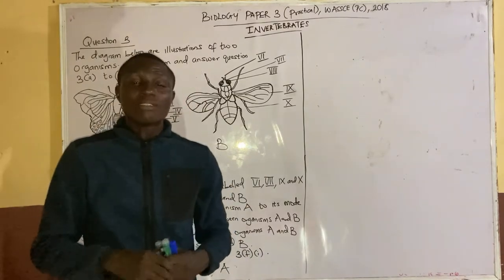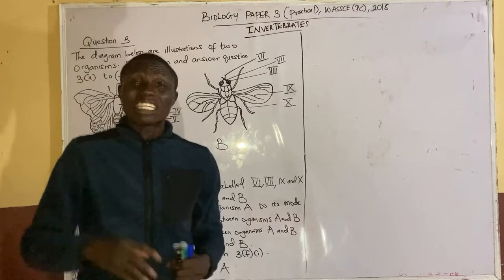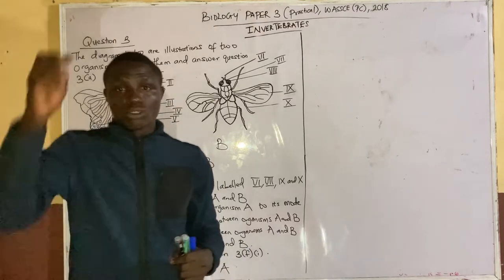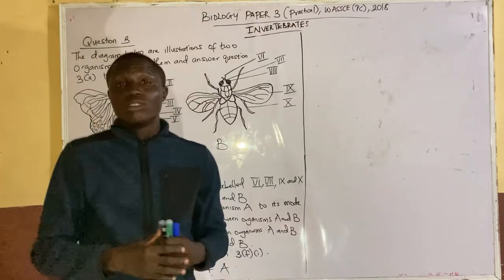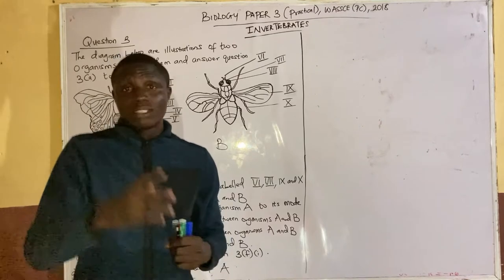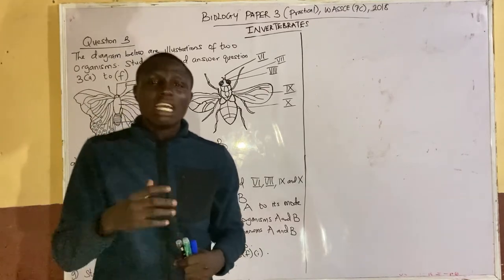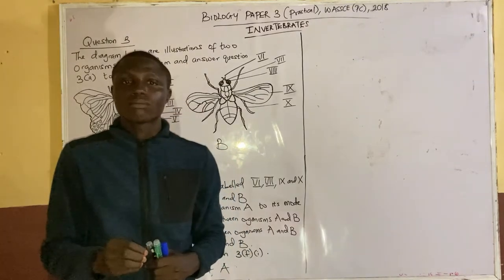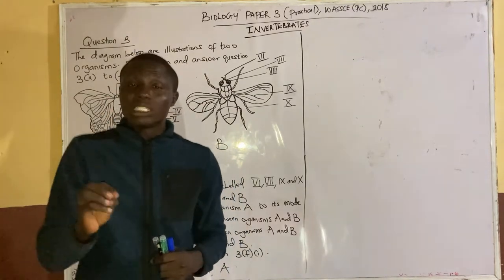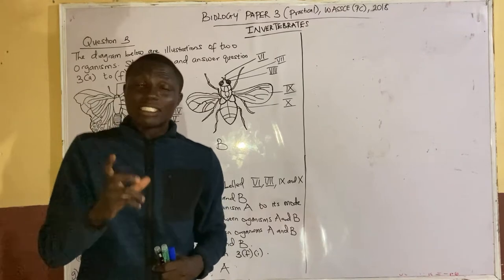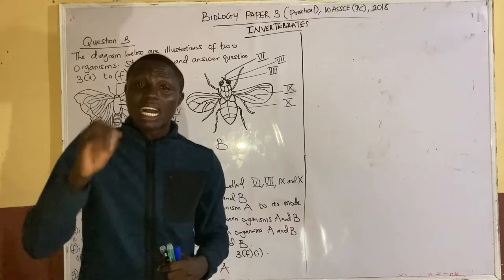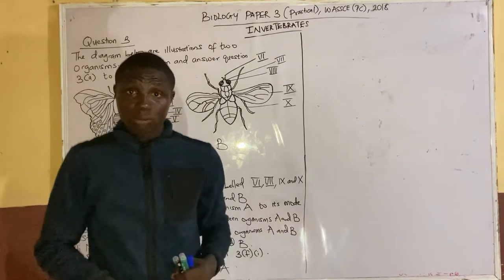And we have talked about vertebrates. We said vertebrate animals are animals with backbone. We can also do well to watch the videos on vertebrate animals. But today we'll be considering invertebrate animals. Invertebrate animals are animals without backbone. Invertebrates are a group of animals without backbone.